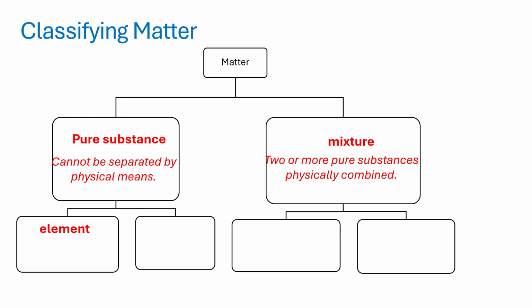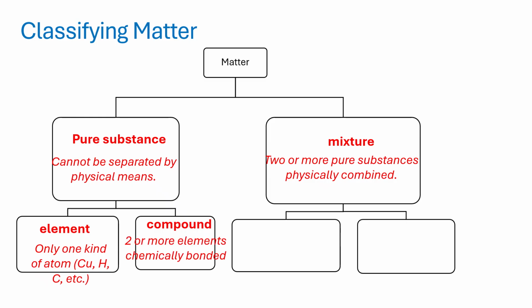Now, among pure substances, you could also further break them down as either element or compound. And of course, you guys already know what elements are. They're just the substances on the periodic table. So an element refers to a pure chunk of copper or gold or some hydrogen gas. They're made up of only one kind of atom, right? Whereas a compound would be two or more elements chemically combined, H2O, CO2, and so forth.